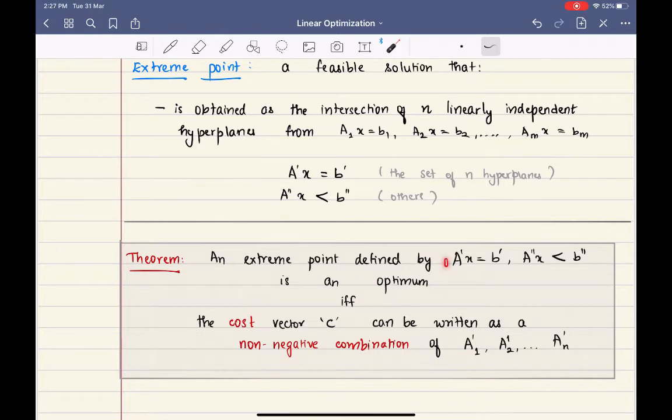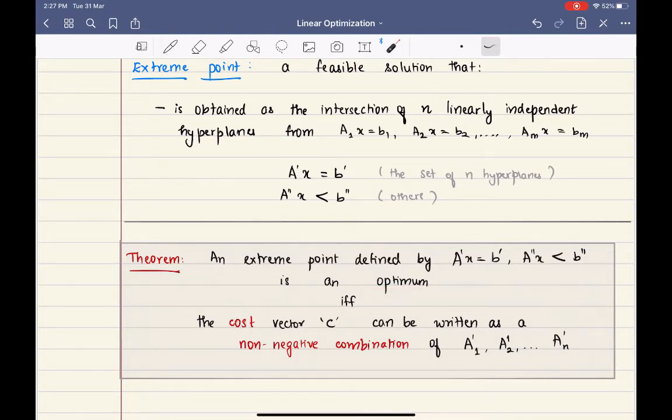Now what this theorem says is that you look at all these extreme points. For each extreme point there will be an A prime, and along with this A prime we will have n vectors. These are the row vectors of A prime; in essence, these are the hyperplanes defining the extreme point. Now the cost can be written as a linear combination of these n vectors. Since they are linearly independent, we should be able to write c as a combination of these n vectors. But this theorem says that if you are able to write the cost as a non-negative combination of these vectors, then that point will be an optimum, and vice versa.